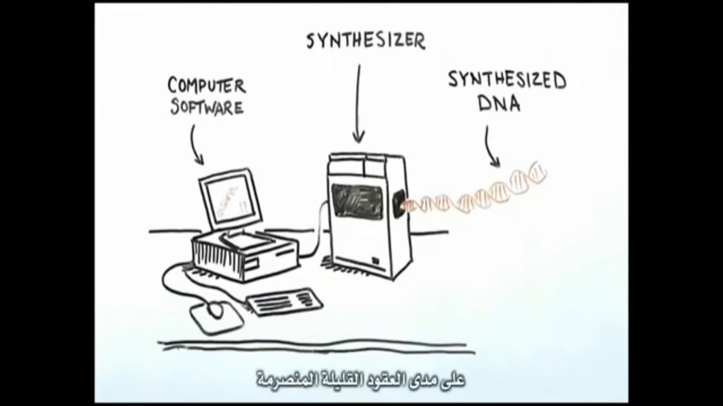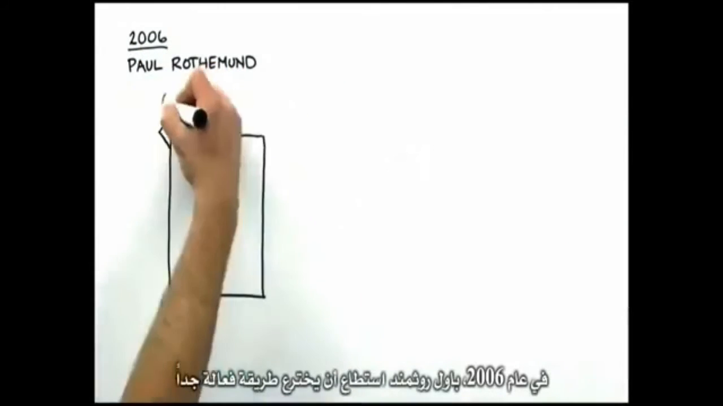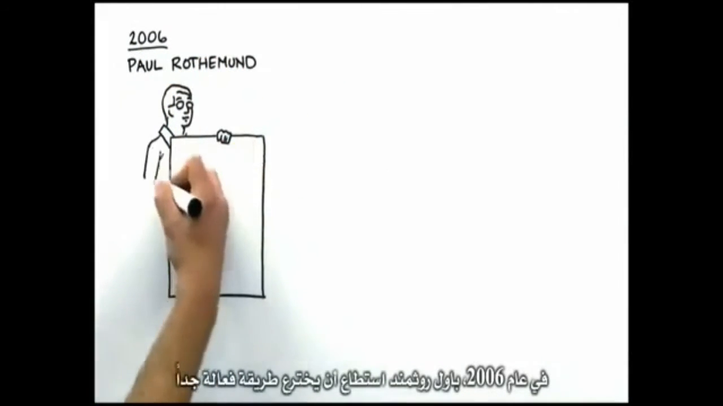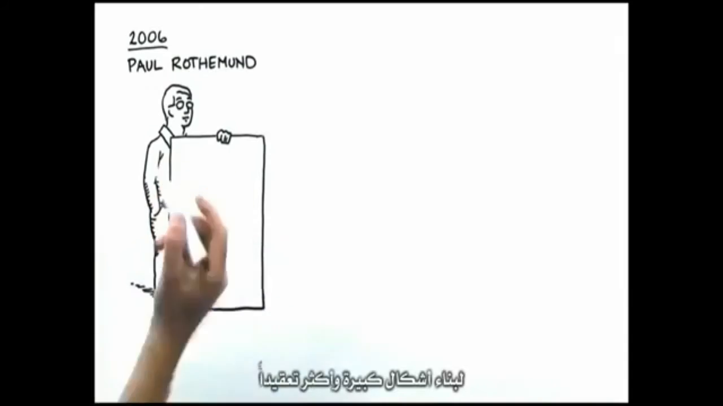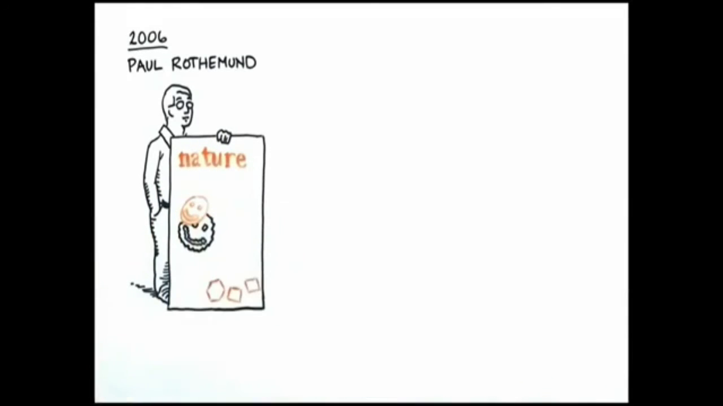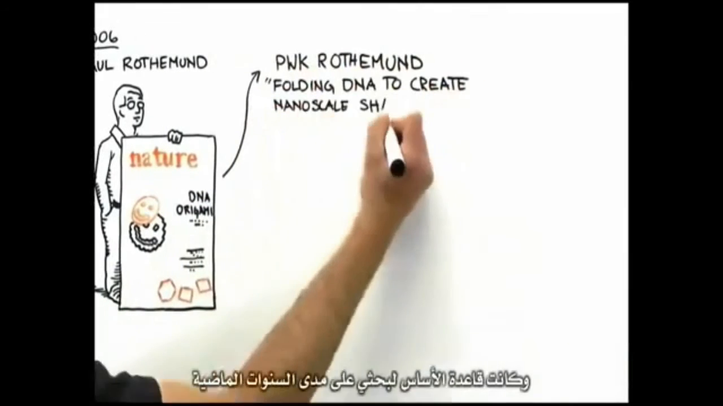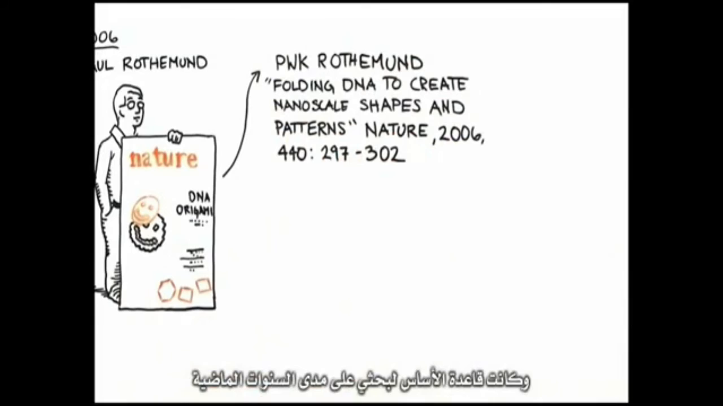For the last couple decades, researchers have been using short pieces of DNA to build various shapes. In 2006, Paul Rothemund at Caltech invented a really powerful method to build larger and more complicated shapes using hundreds of short strands that bind to a long template strand. This method is called DNA origami, and it's been the foundation of my own research for the last several years.